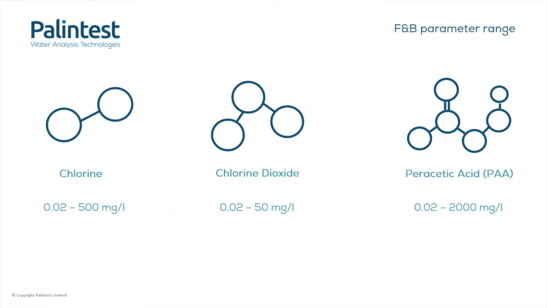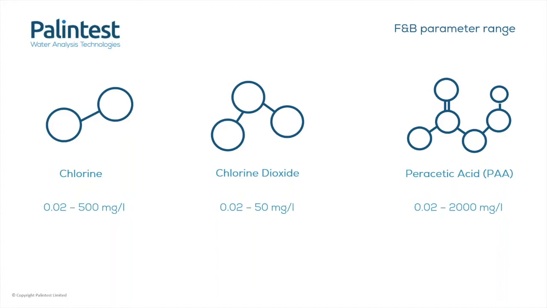There are Kemio sensors available for testing key F&B disinfectant parameters. Chlorine is very widely used across the industry. It's effective, low cost, and easy to handle. With Kemio, you can test up to 500 milligrams per litre of chlorine and discriminate between free and total chlorine across much of the range, although there is a clear trend towards measuring and reporting free chlorine only.